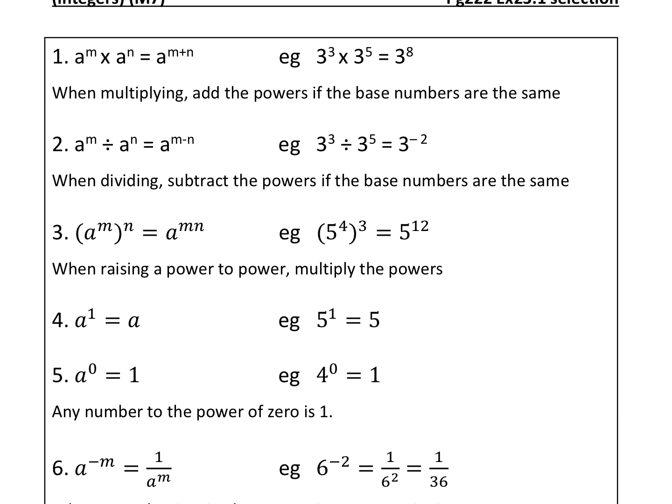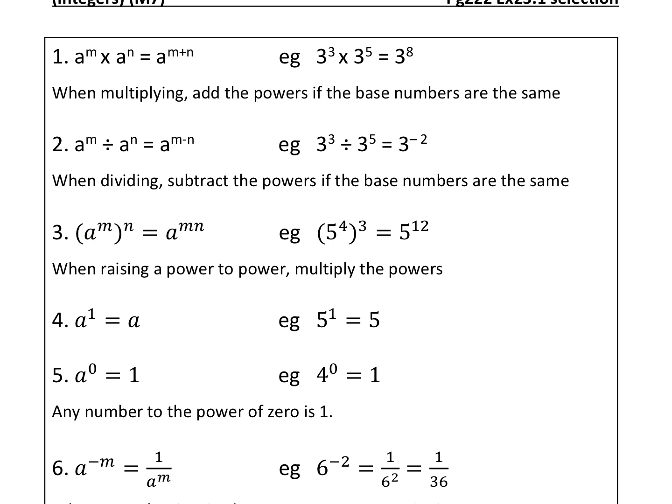Number 2, when we're dividing, we subtract the powers. Again, if the base numbers are the same. So we've got a there all the time. That stays as a. Here, our base number stays as 3. We're dividing, which means we actually subtract the powers. 3 take away 5 is minus 2.